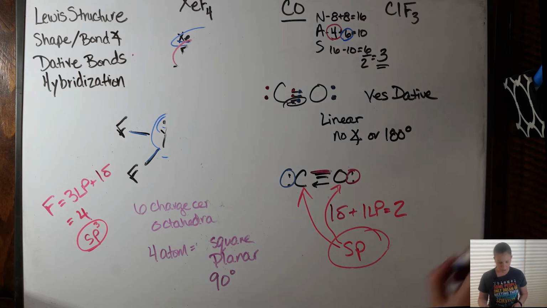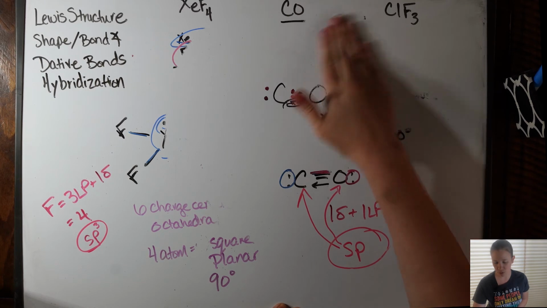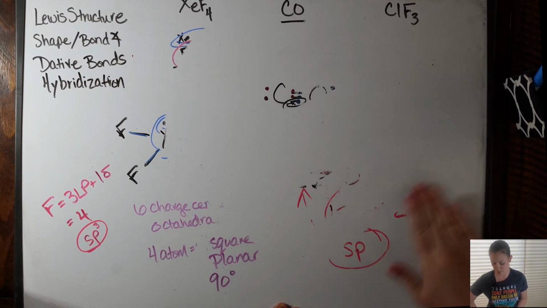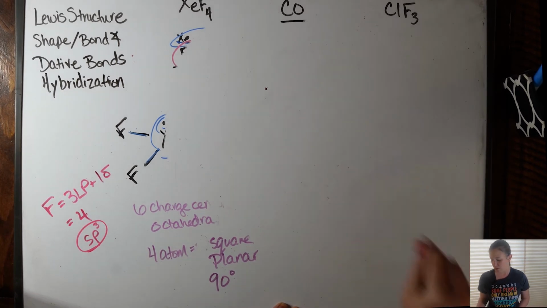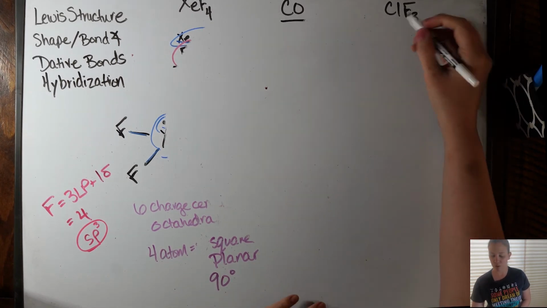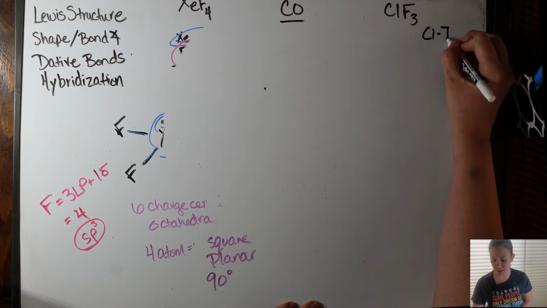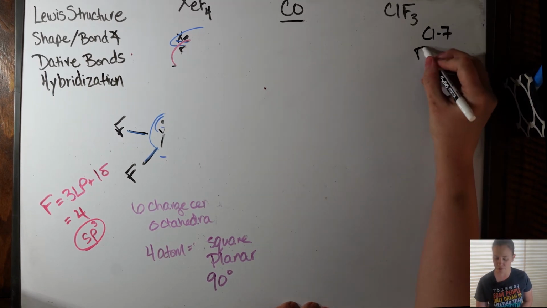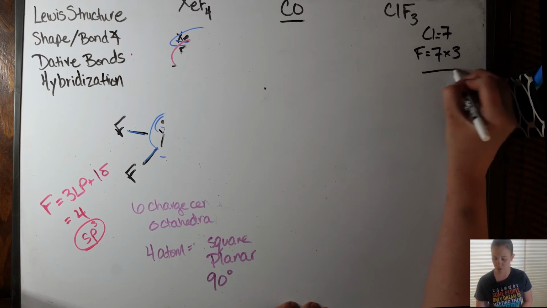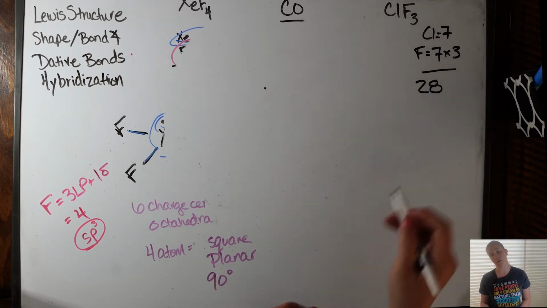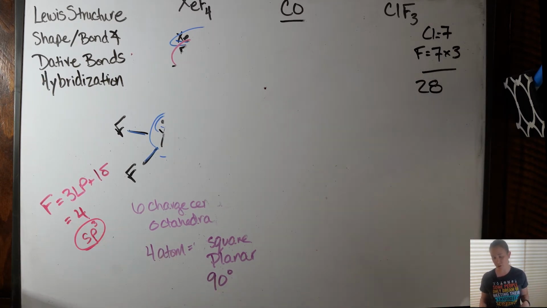All right, so that wraps up carbon monoxide. On to our last example, chlorine trifluoride. Let me make a little more room. So chlorine, we know, can provide 7 electrons, and fluorine also 7, but there are 3 of them. So that is a total of 28 electrons that I need to place in the Lewis structure.